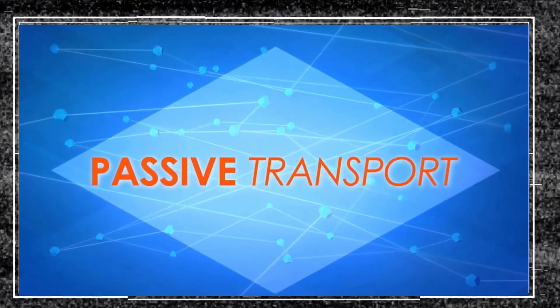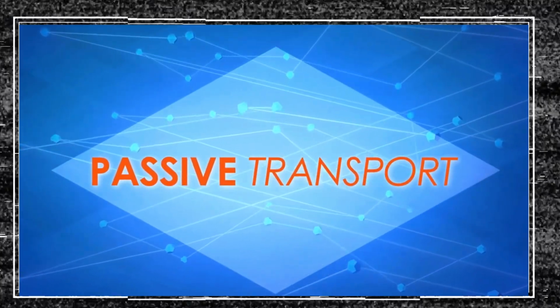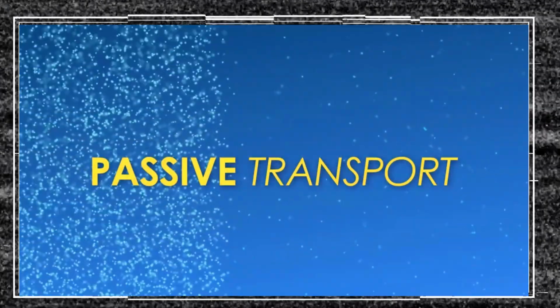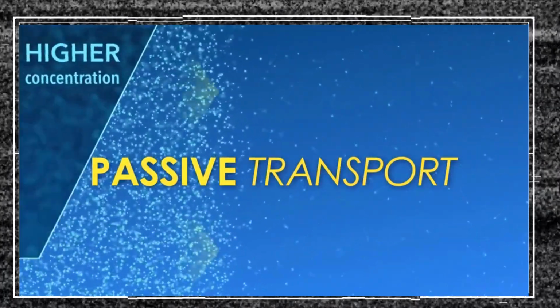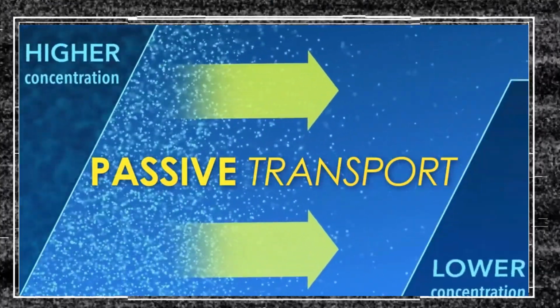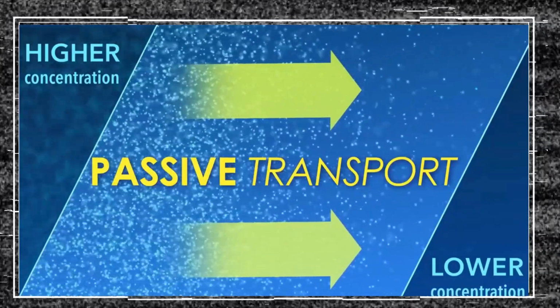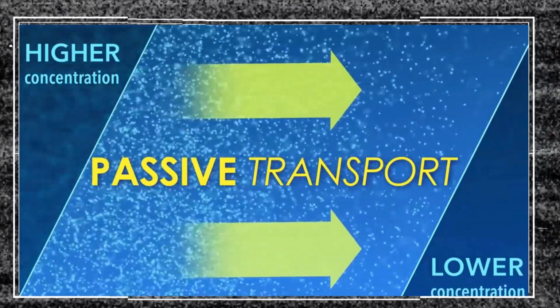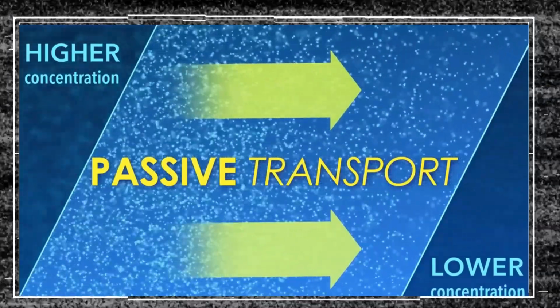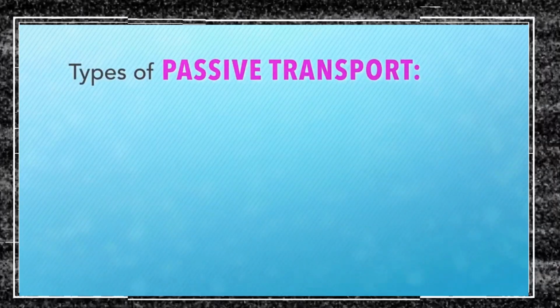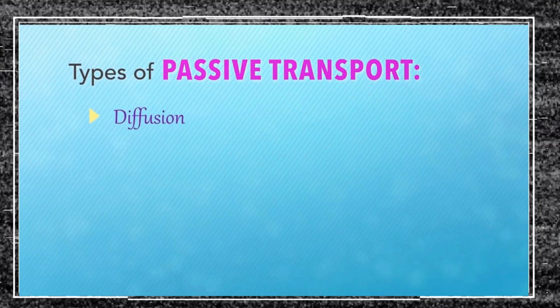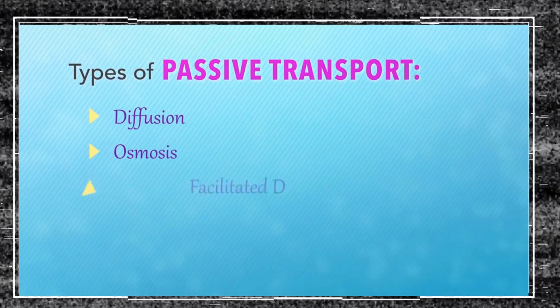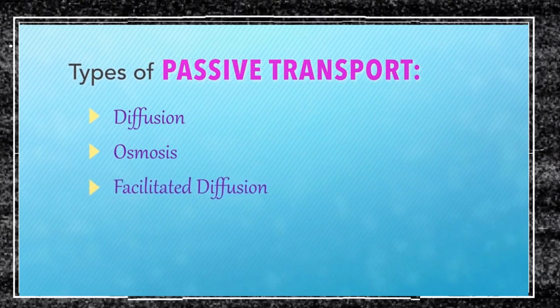Passive transport. Passive transport is when particles move through the cell membrane from an area of higher concentration to lower concentration without the use of energy, also described as movement along the concentration gradient. What are the types of passive transport? They are diffusion, osmosis, and facilitated diffusion.